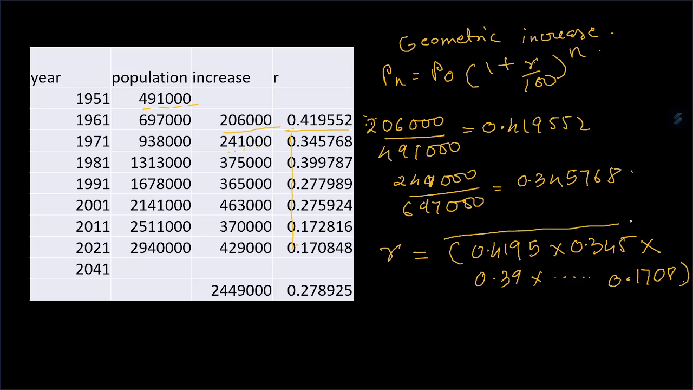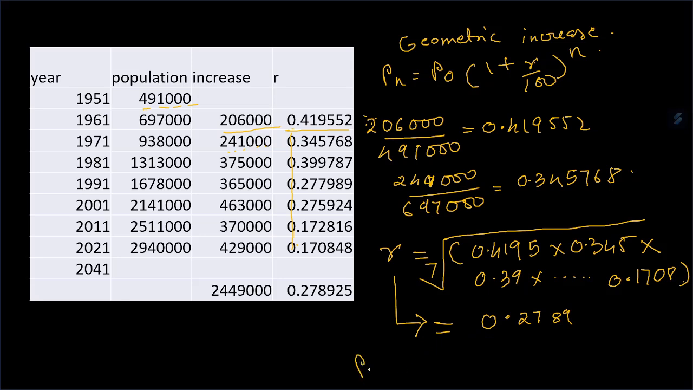Now the geometric mean of these 7 values will be the seventh root of the multiplication. So root 7 of the multiplication of all these 7 values will give you 0.2789. This is nothing but your R.